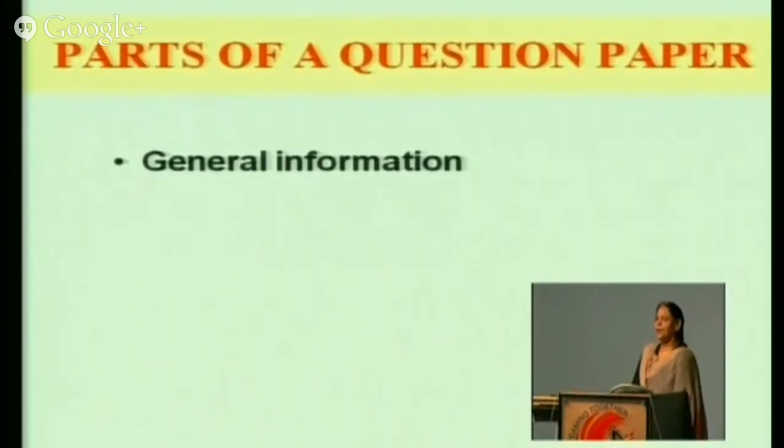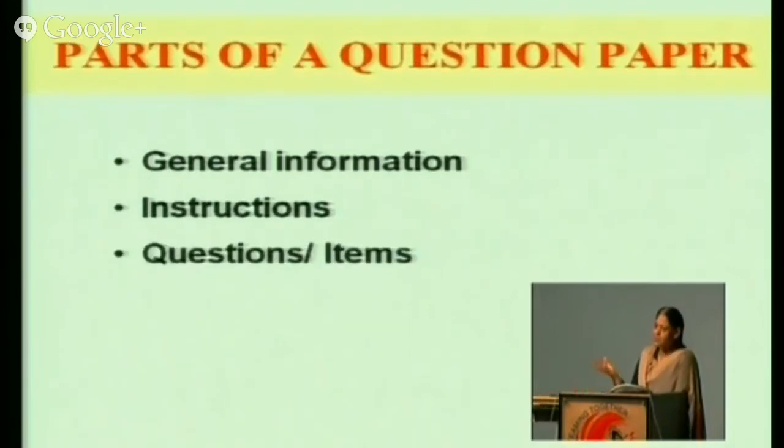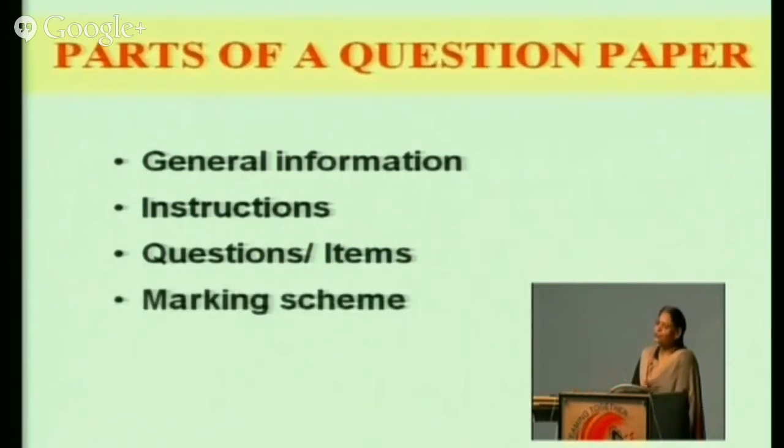Any question paper has 4 important parts. One is the general information. Second are the instructions. Third is the nature of questions or nature of items. And the fourth one is the weightages, which are given to various parts of the question. So let's see first the general information. What do we mean by general information?